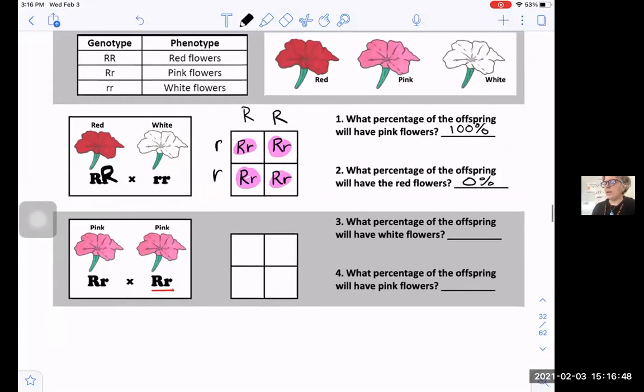Now let's cross a pink flower with a pink flower and see what happens. We're going to put our parents' gametes on the side and then make the babies. Using your chart above, what percentage of the offspring will have white flowers? 25. That would be 25%. This little r is going to be white. What percentage will be pink?